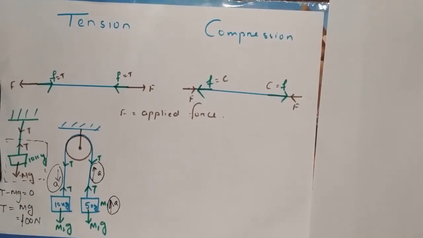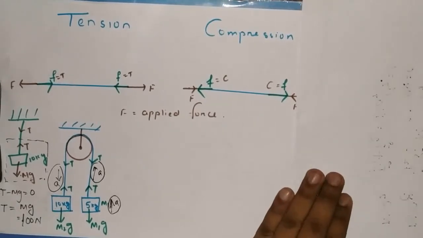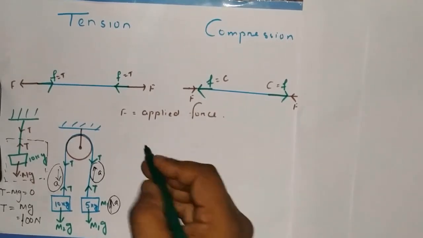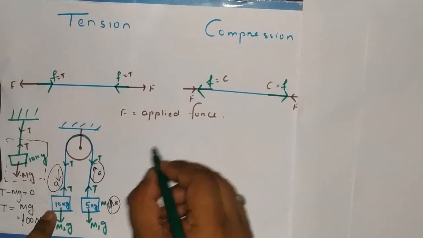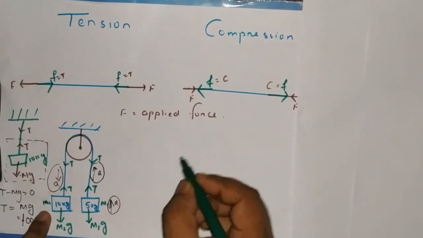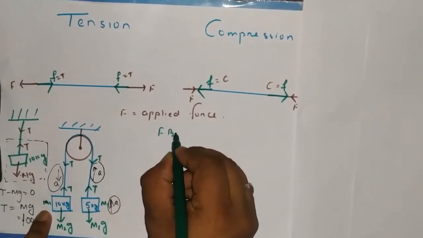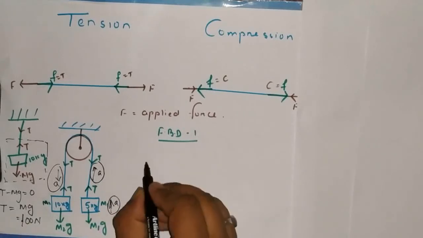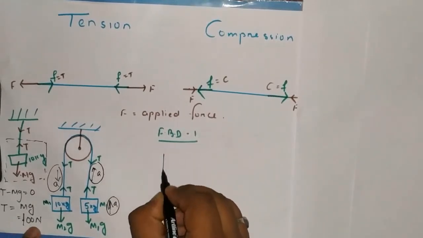Since the body is moving in the upward direction, and since the other body is moving in the downward direction, I will get two free body diagrams. Now, what are those free body diagrams? Let us consider. First, let me write for the first body. Let this be M1, the first body. So I am writing here free body diagram for 1. Now look at it carefully. Let us draw the free body diagram for 1.